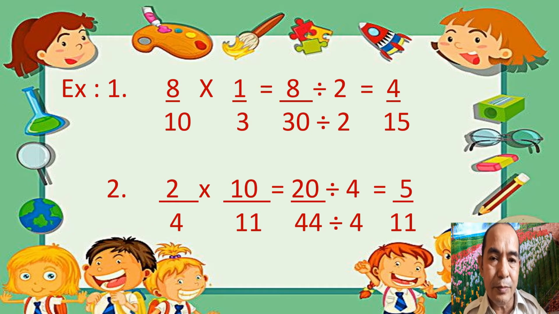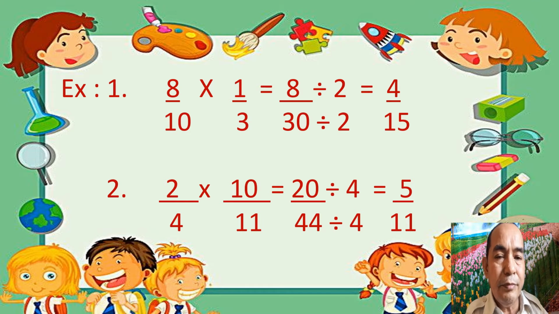So, what will be the greatest common factor? 20 has a factor of 4 times 5, 10 times 2. 44 has also a factor of 11 times 4. And we have 22 times 2. The greatest common factor is 4. So, we will use 4 as the common divisor so that we can reduce the fraction to its lowest term.